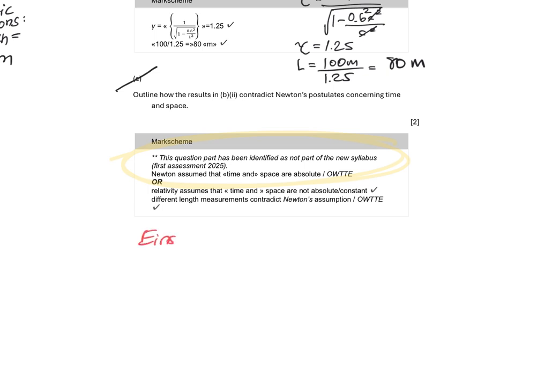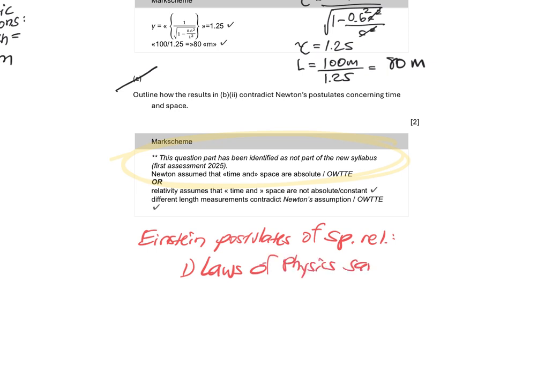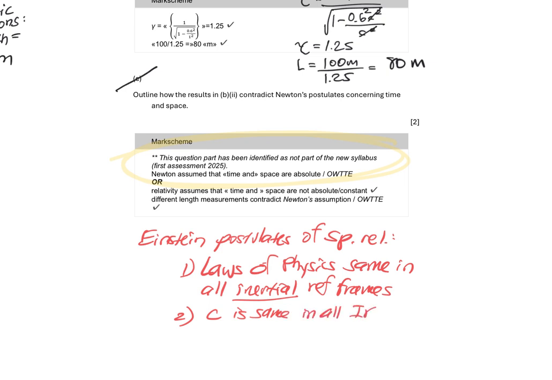Einstein's postulates of special relativity. 1, laws of physics are the same in all inertial, non-accelerating, inertial reference frames. And then 2, speed of light is the same in all inertial reference frames. Don't write IRF. I'm writing that here to save space.